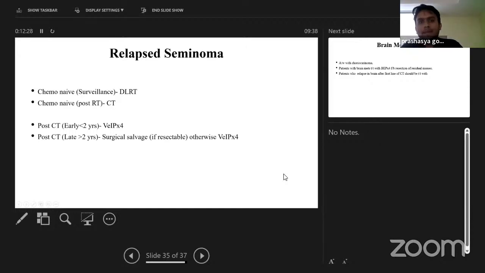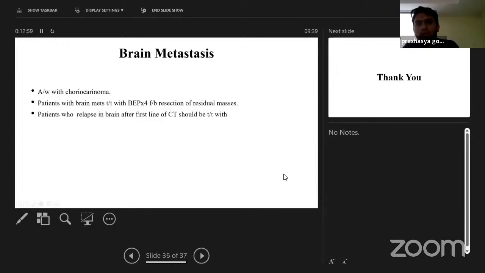For patients with relapsed seminoma who are chemo naive, those who were on surveillance should be treated with dog-leg radiotherapy, and those who were post-radiotherapy should be given chemotherapy. In post-chemotherapy patients, those who relapse early, before 2 years, should be given 4 cycles of VIP, and patients who relapse late, after 2 years, should be given a surgical option if the disease is resectable. Otherwise, chemotherapy should be given.